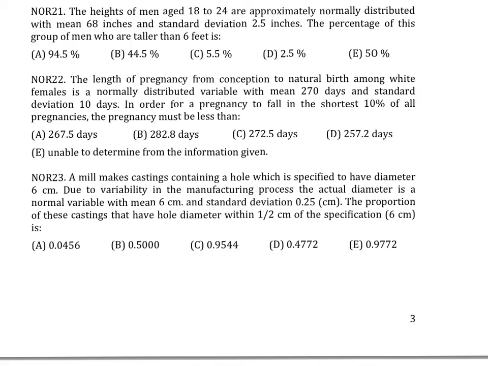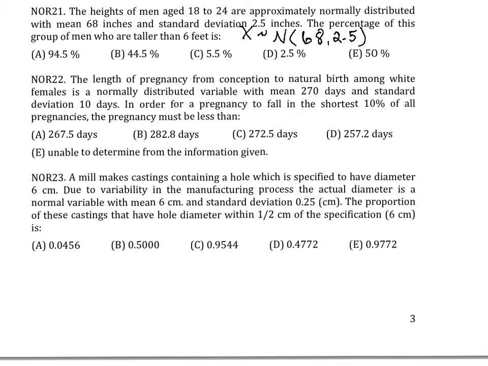Let's try question 21 and then 23. We're told that men's heights are approximately normal with a mean of 68 and a standard deviation of 2.5 inches.